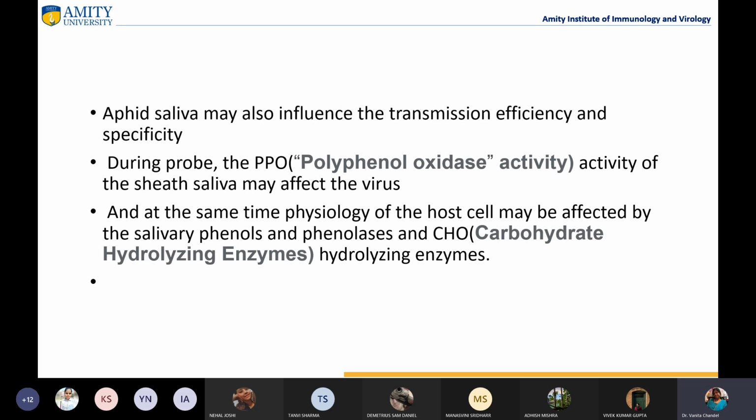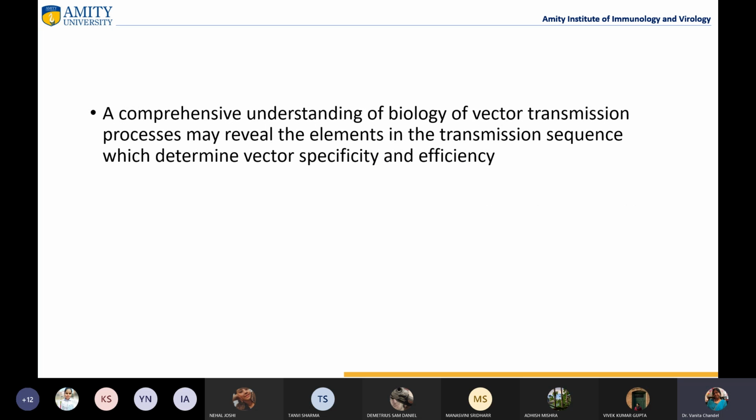Then aphid saliva may also influence the transmission efficiency and specificity during probing, meaning during the time when they are feeding. The polyphenol oxidase activity of the aphid saliva may affect the virus. At the same time, the physiology of the host cell may be affected by salivary phenolics and carbohydrate hydrolyzing enzymes. So a number of factors are there due to which virus transmission can be affected.